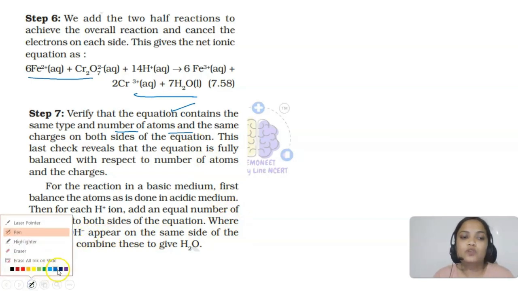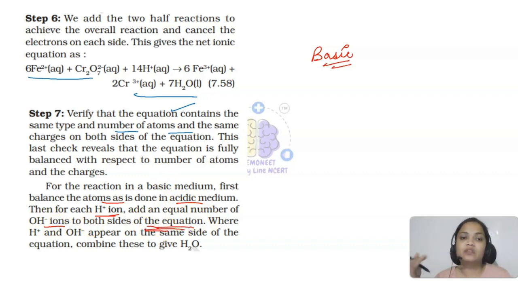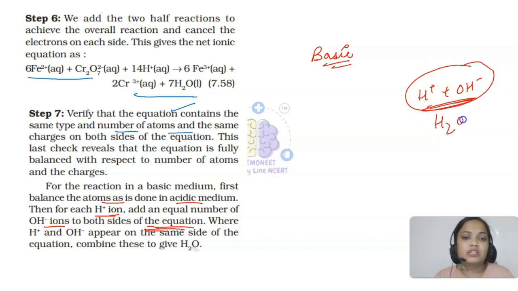So students, this was the reaction for the acidic medium. What if the reaction is happening in the basic medium? What we are going to do is, again balance the atoms as done in acidic medium. Now, for each hydrogen ion that we have, we have to add an equal number of hydroxide ions to both sides of the equation so that it becomes equal. And where hydrogen and hydroxide ions come together, we will just write them as H2O. This is the difference for the acidic and the basic medium reaction.